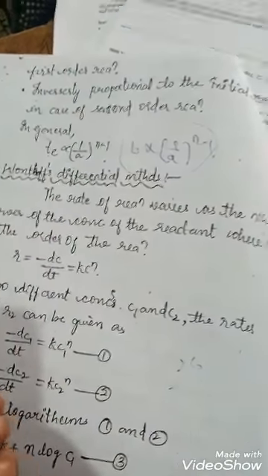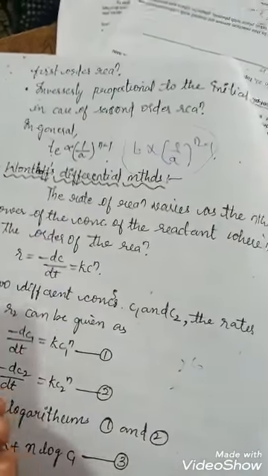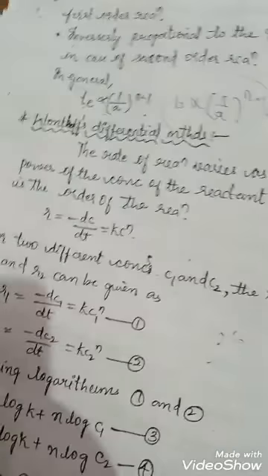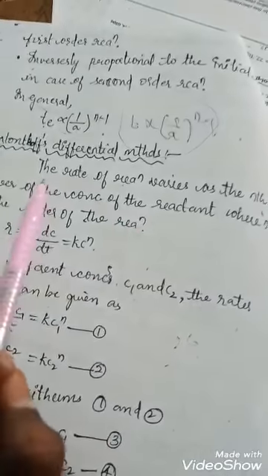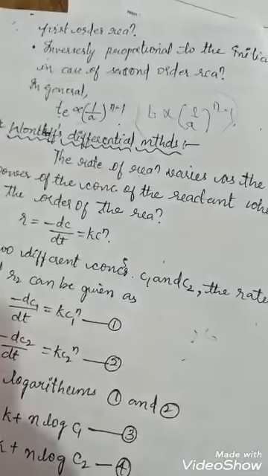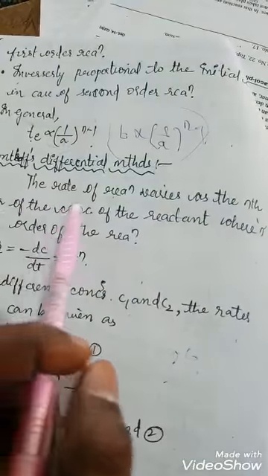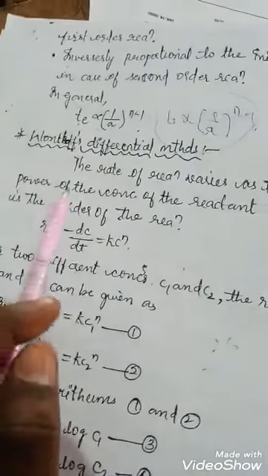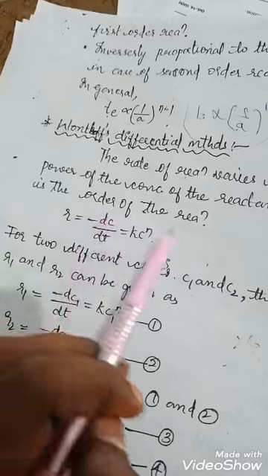Next one, Van't Hoff's differential method. What is Van't Hoff's reaction? The rate of reaction varies as the nth power of the concentration of the reactant, where n is the order of the reaction.